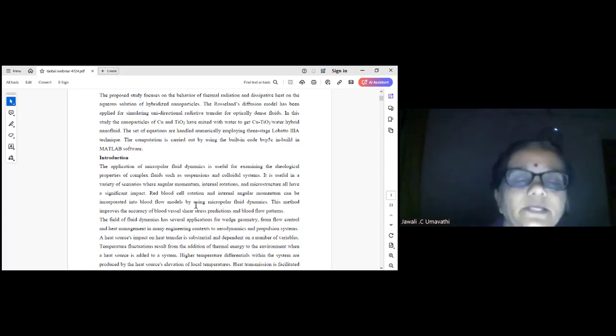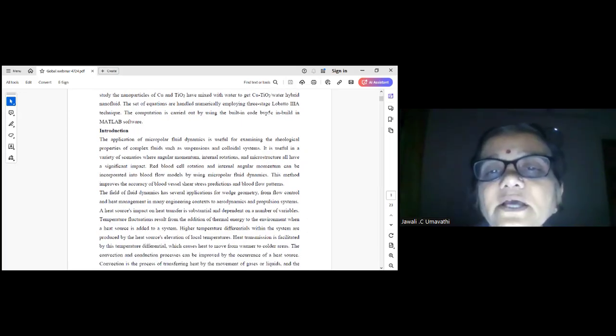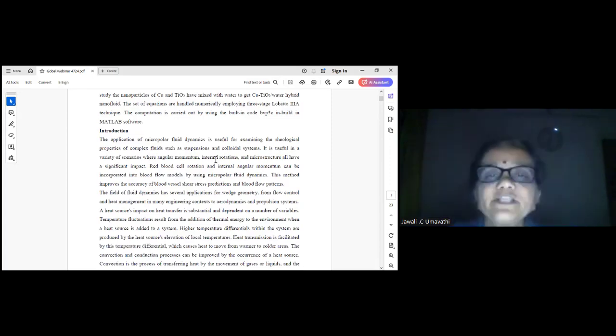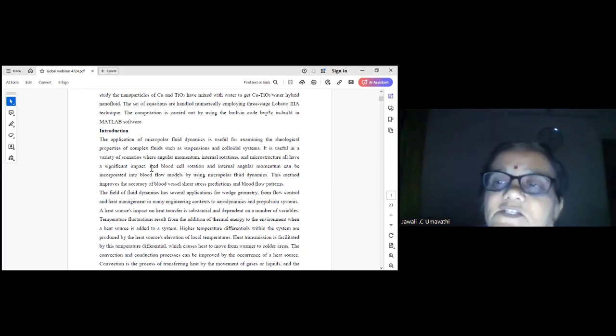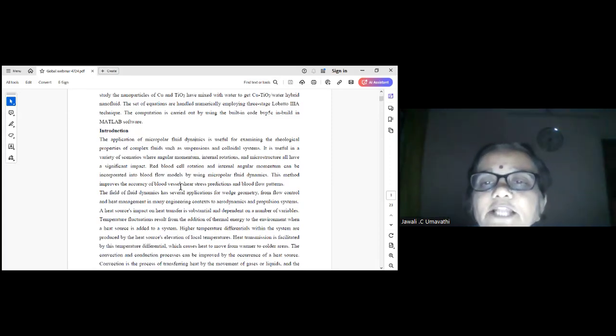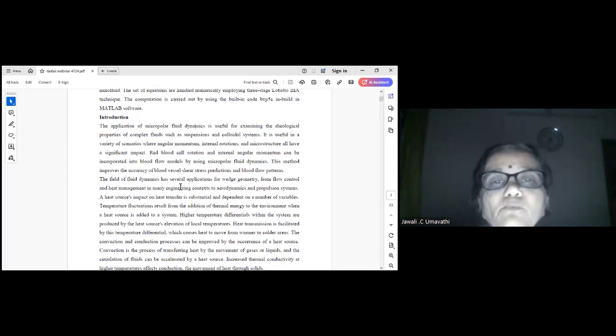Regarding the application of micropolar fluid, as I have already explained, it is a complex fluid and it has suspensions and also colloidal systems. It's useful in a variety of scenarios involving angular momentum. Micropolar fluids have angular momentum, internal rotation, and microstructure, and are well fit for blood flow. Once again, I repeat, 1966, you read Eringen's paper. Red blood cell rotation and internal angular momentum can be incorporated into blood flow models using micropolar fluid dynamics.